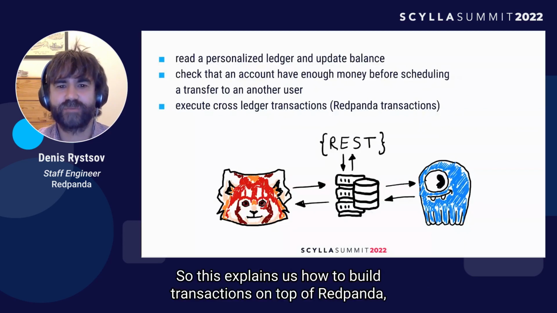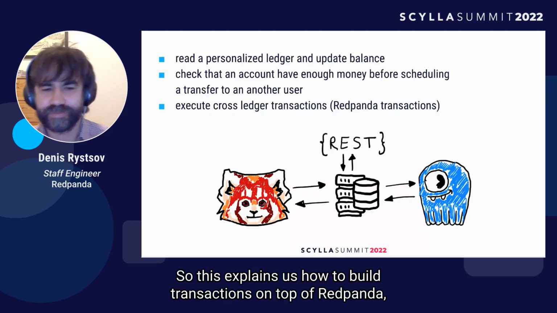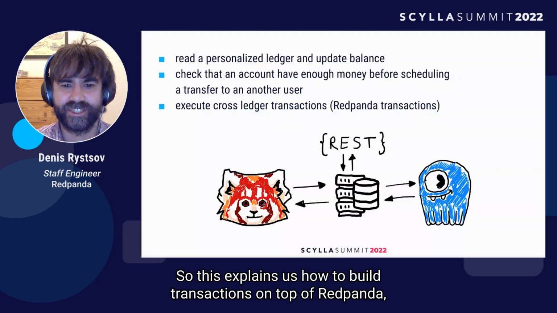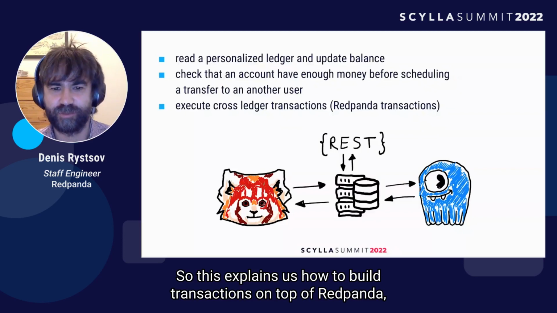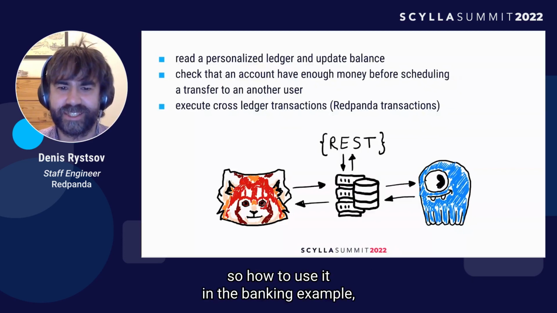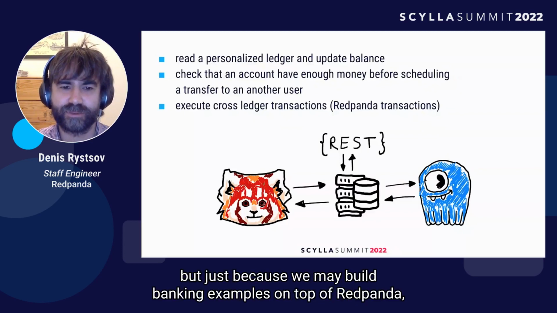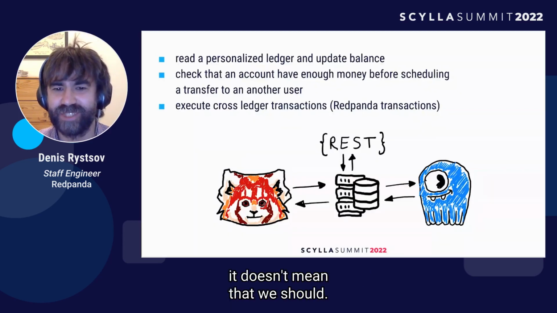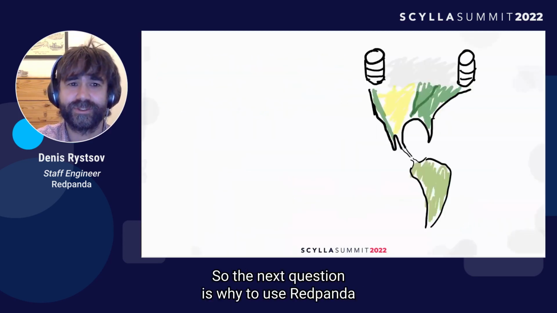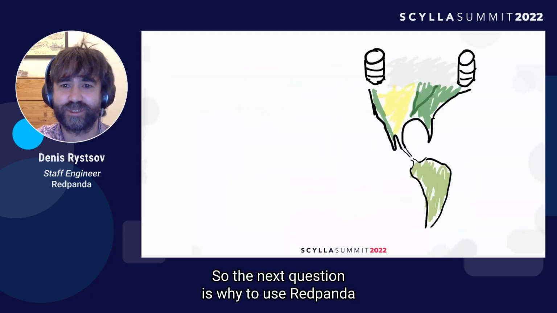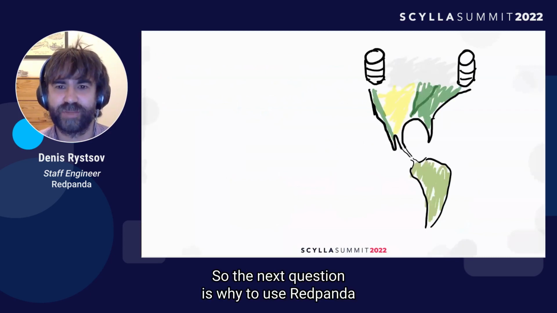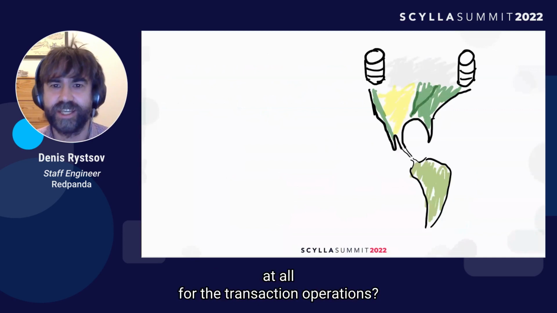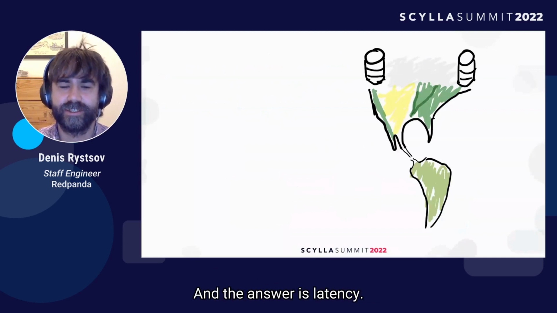So this explains how to build transactions on top of Redpanda, and how to use it in the banking example. But just because we may build banking examples on top of Redpanda, it doesn't mean that we should. So the next question is why use Redpanda at all for transactional operations? And the answer is latency.